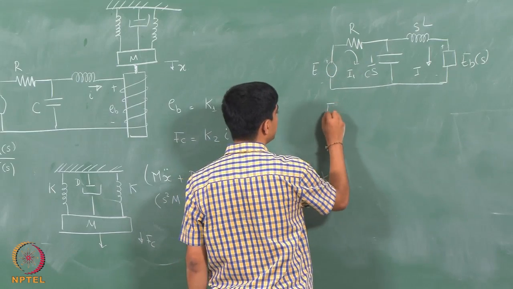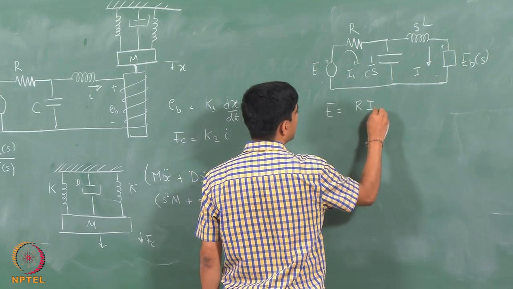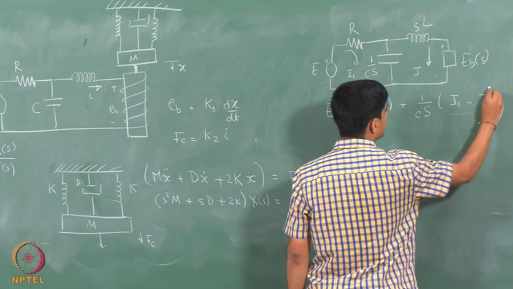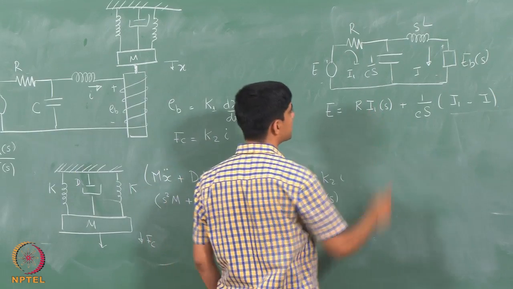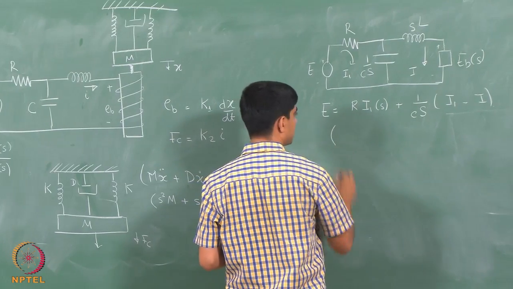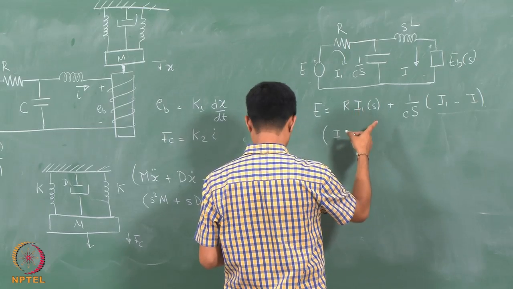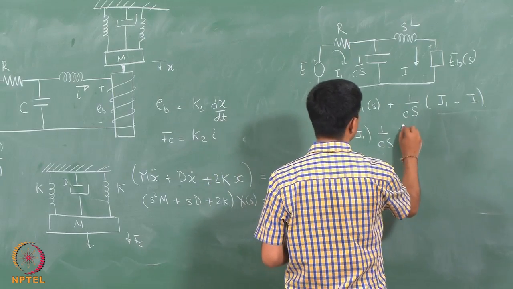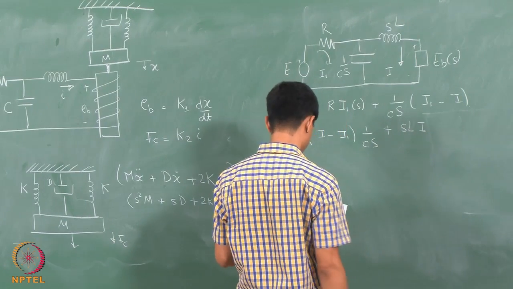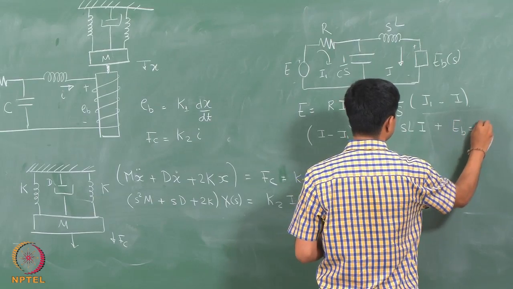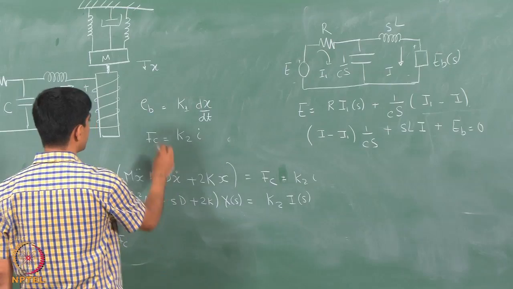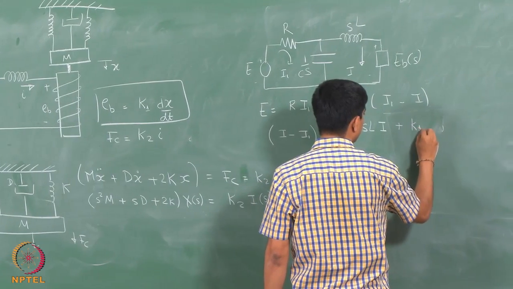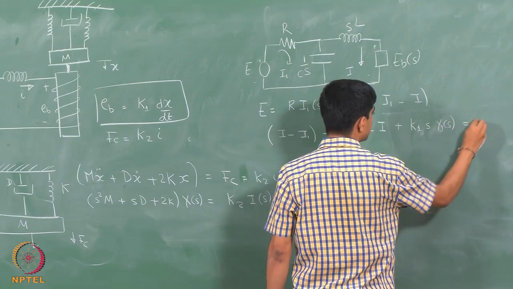The first equation would say E is R I1 of S plus 1 over Cs times (I1 minus I). And the second expression would be (I minus I1) times 1 over Cs plus S L times I, again plus EB is 0. So, what is this EB? EB is K1 dx by dt. So I could simply write this as K1 S x of S is 0.